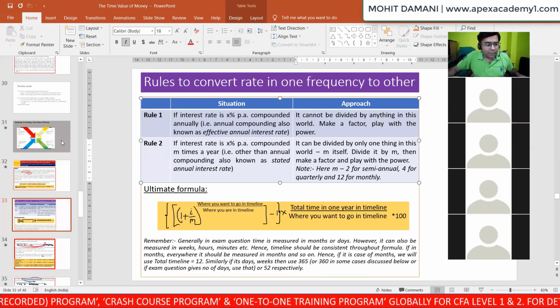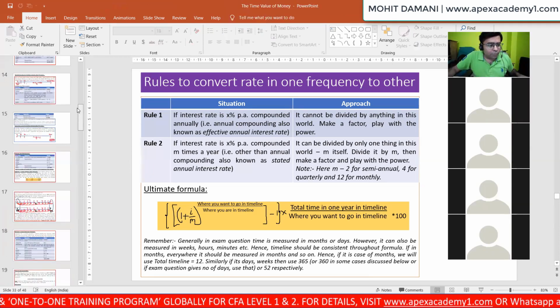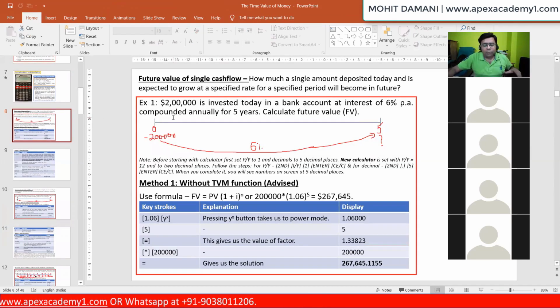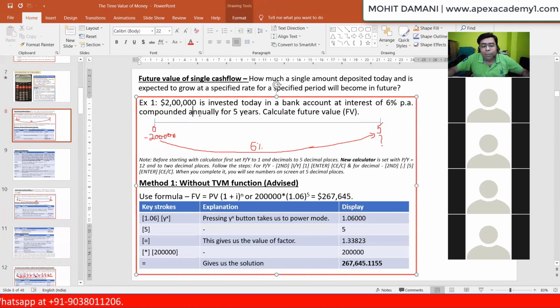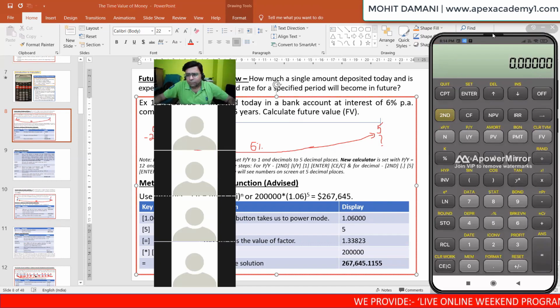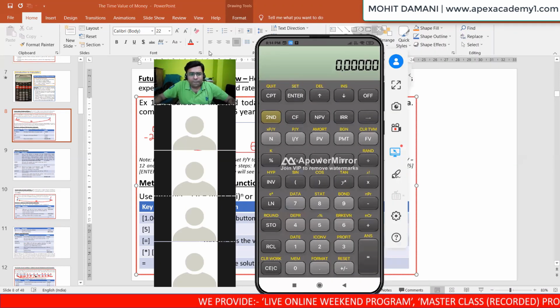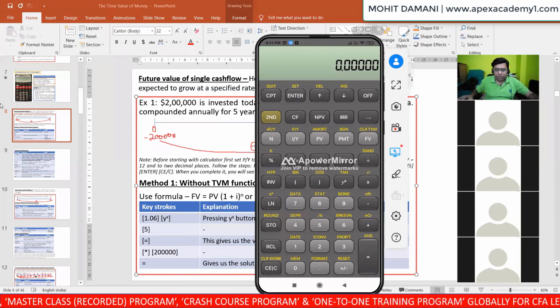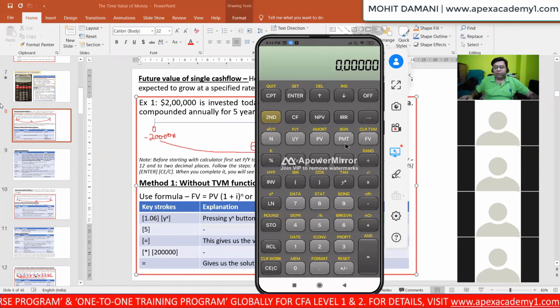So with this being clear, let's move up to slide number 8, where we are solving the question. 6% per annum compounded annually, it cannot be divided by anything in this world because it is compounded annually, for 5 years. Calculate the future value. Now, using the time value of money function.